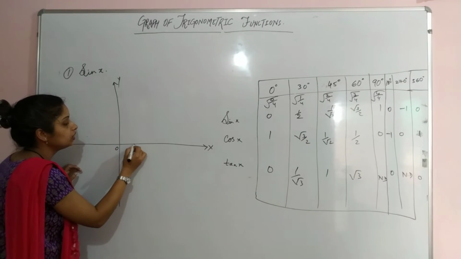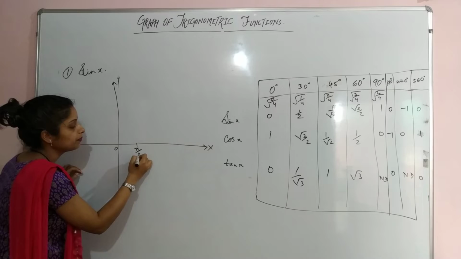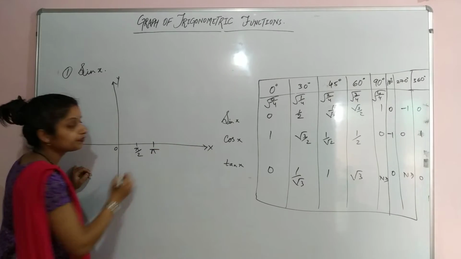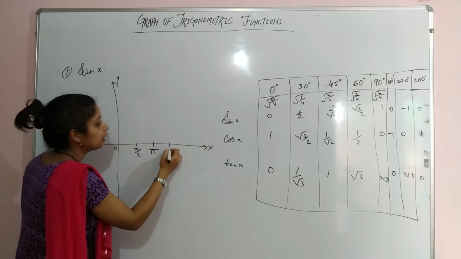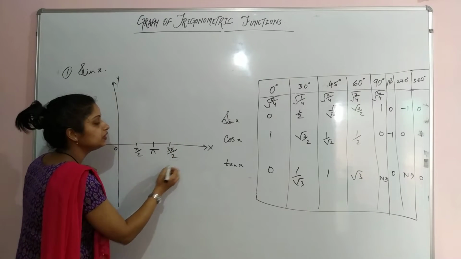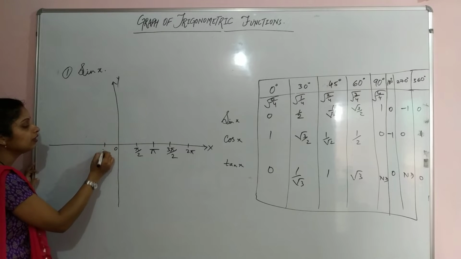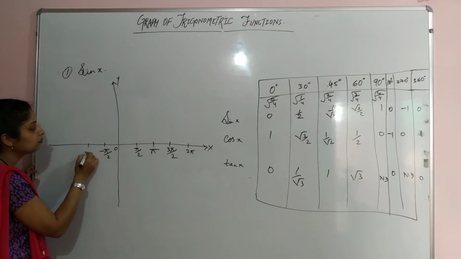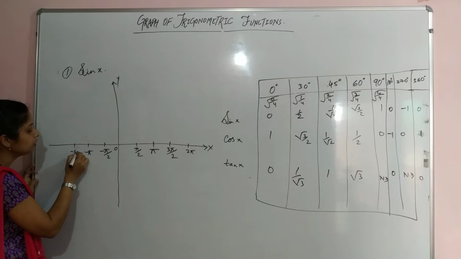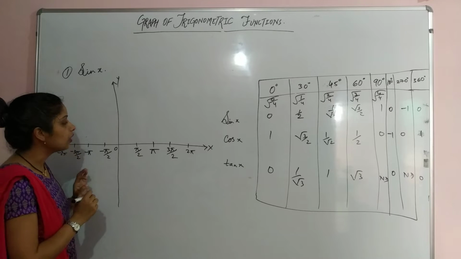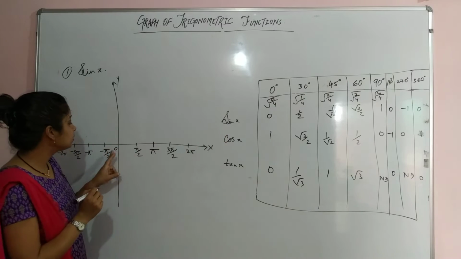If it is 0 angle, then I am going to take pi by 2, that means 90 degree. Then pi, which is 180 degree. Then 3 pi by 2, 270 degree, and then 2 pi. Similarly, I am going to take on the left side, that is minus pi by 2, minus pi, minus 3 pi by 2, and minus 2 pi. Clear?